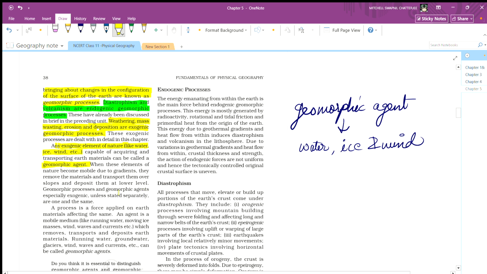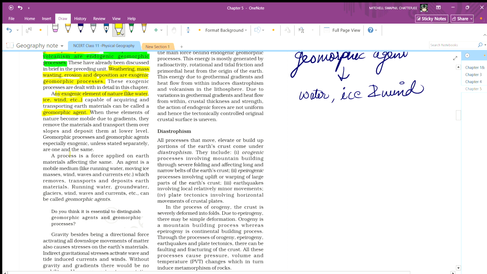Geomorphic process and geomorphic agents, especially exogenic, unless stated separately, are one and the same. Unless stated, both are the same. That's why we are calling them geomorphic processes together. A process is a force applied on Earth material affecting the same. An agent is a mobile medium like running water, moving ice, which is transporting material, called a geomorphic agent.